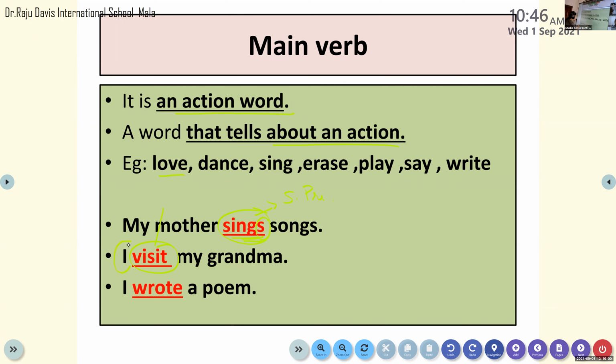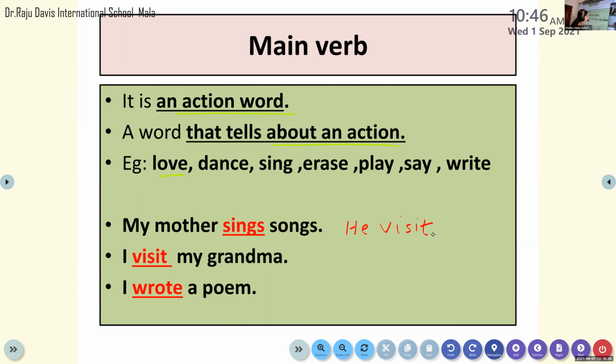Here I is the subject. That is why I have used the word visit. Okay, if it is he, I have to change it into he visits. Right? Yes or no? Because with I we use the base form visit. If it is he, then I have to change the verb into visits, isn't it? Because if the subject is singular, we can take only a singular verb. That is why he visits.